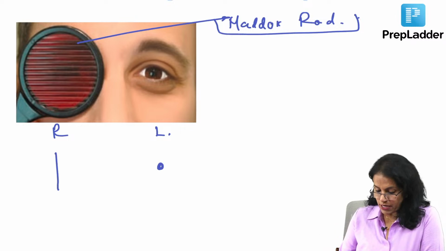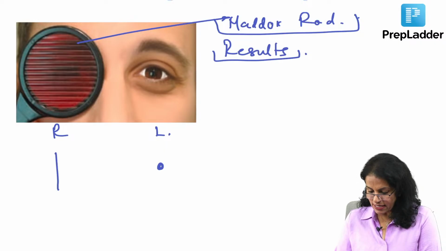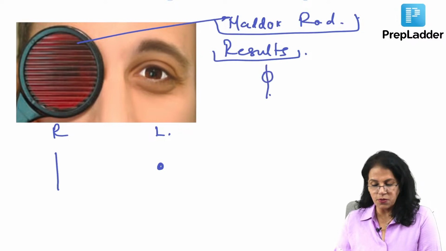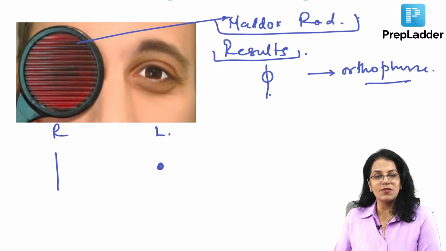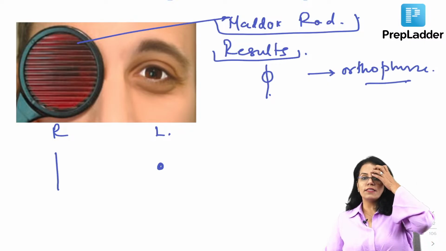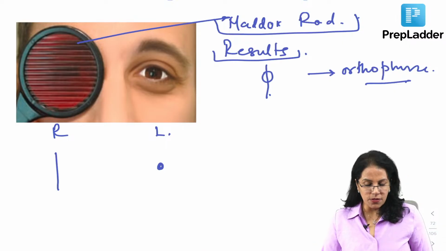Now you ask the patient what he can see. So what can be the observation or the results? What are the three options? I am revising Maddox rod, please pay attention. If the patient says, yes, I can see the line passing through the spot, this is your orthophoria. So we are generally doing this test to diagnose what? We are doing this test to diagnose latent squint. Right? So which latent squint?